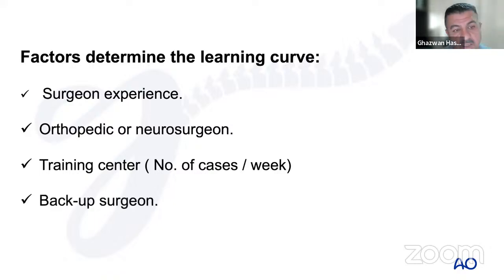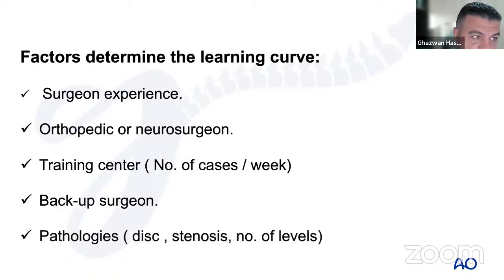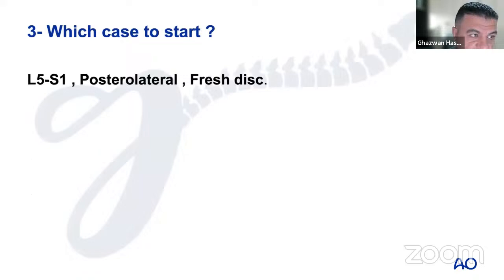Another important factor is a backup surgeon, which works for me. Till now I have trained three surgeons to do endoscopic spine surgery, and they didn't attend any course before, by using this backup surgeon. Another point is the pathology, whether to start with disc or stenosis, and the number of levels. If you choose simple discectomy cases, the operation will be easier than revision or stenosis cases. Which case to start with is another question.